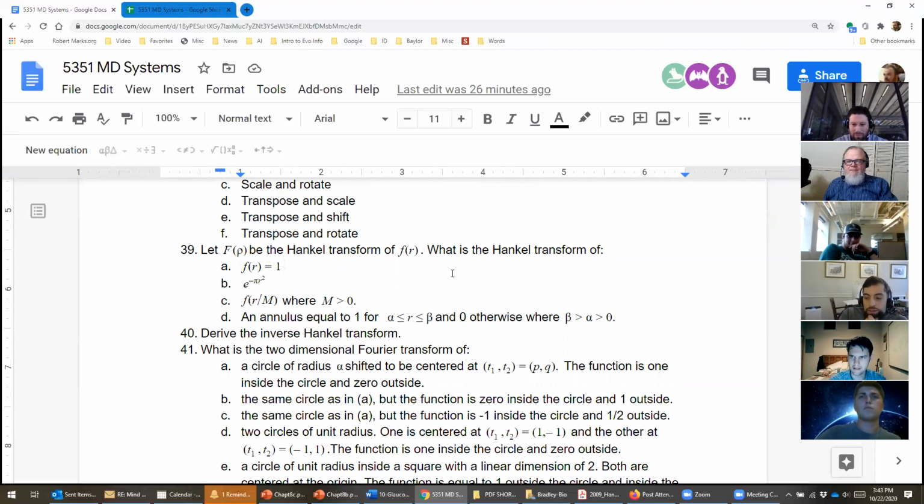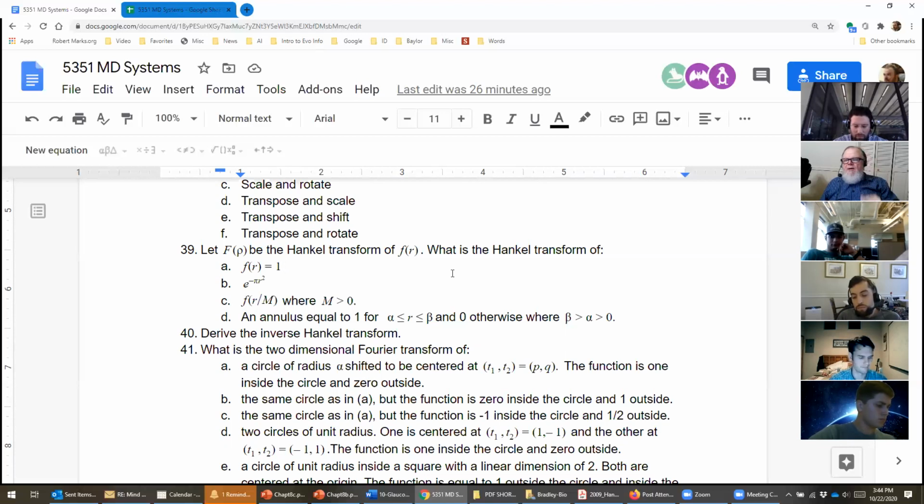I got a delta at rho. Delta of rho. Huh. I'm going to have to think about that one. The proper answer is delta U1 delta U2. In other words, a little spike at the origin.